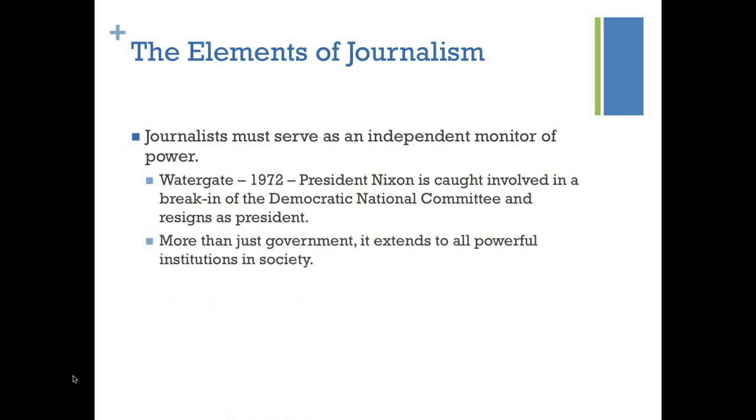But it's not just the government, it's not just the president. It extends to all powerful institutions in society. What happens if there is corruption within a police department in a city? Journalists would need to expose that. What if there was an underground, kind of drug trafficking being done through City Hall in a city? Journalists should be able to point that out and let their community know what is going on under their nose. It also means that journalism gives voice to the voiceless. We give those people that cannot speak for themselves an opportunity to give them a voice.